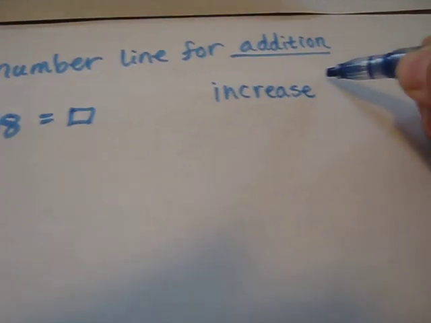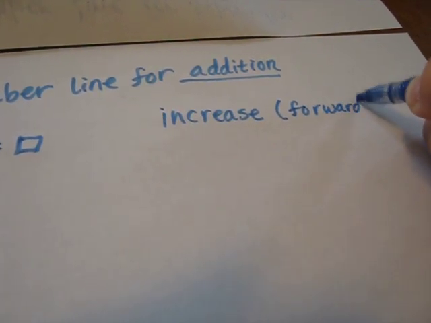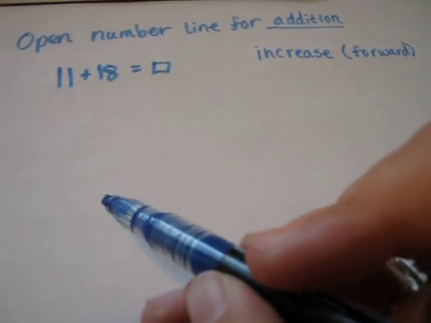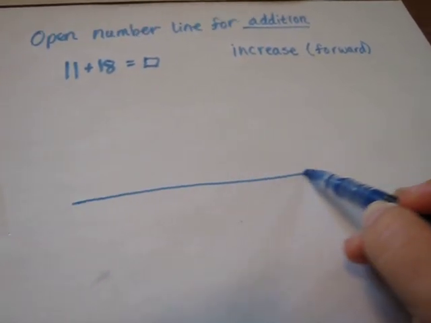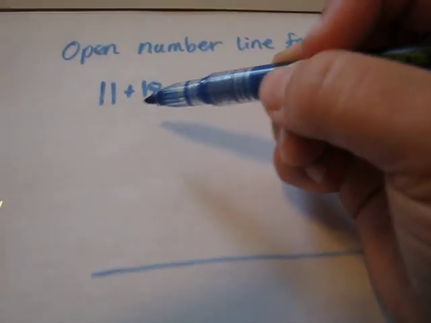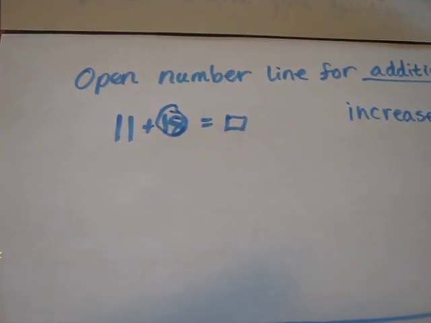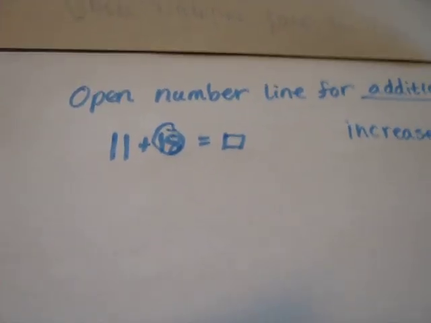It's important to know that the number line will always open forward because the number is increasing. So when we draw our number line, we open it from left to right and draw the arrow increasing. We always want to start with the larger number because it's a lot more efficient of a strategy than starting with the small number and counting up on.